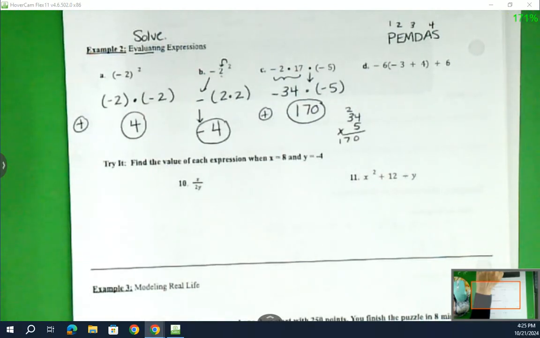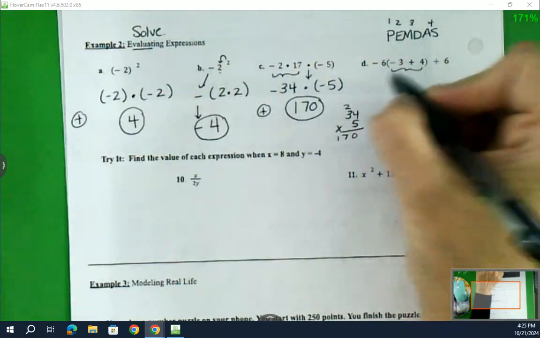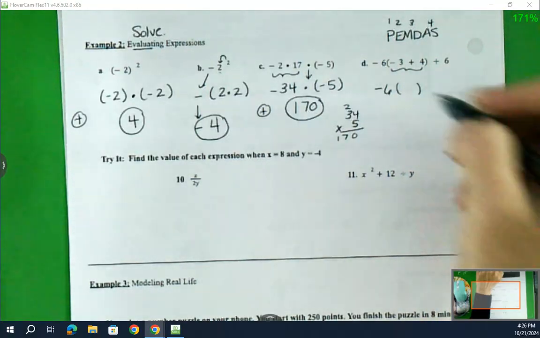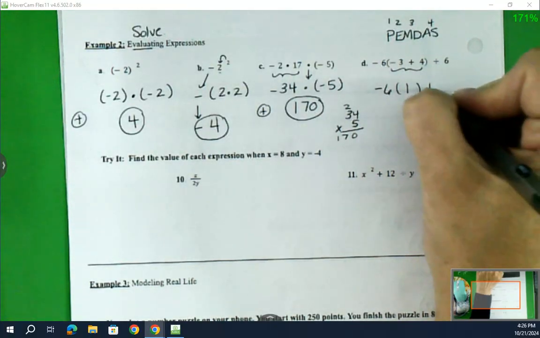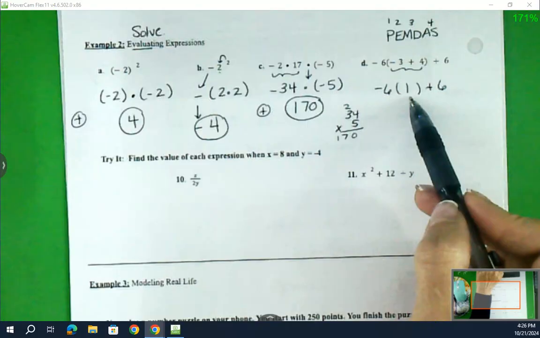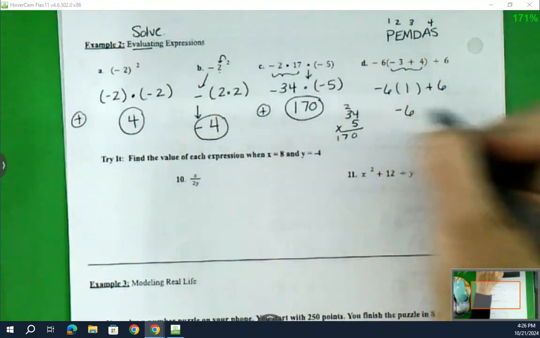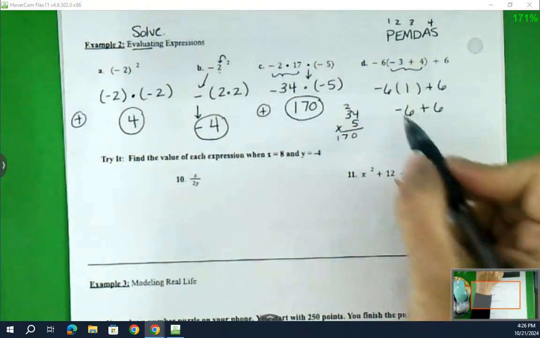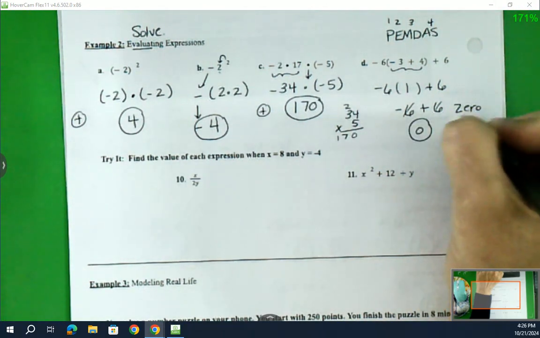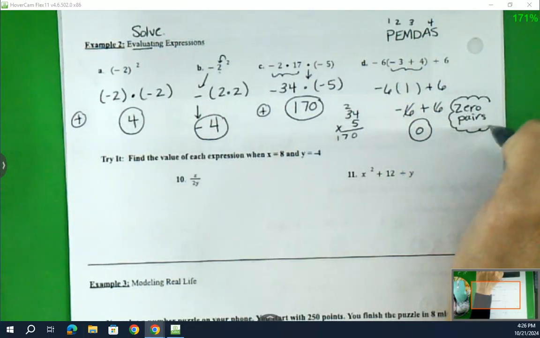Okay, for 1D, we are going to work out our parentheses first. So this part right here. So we're going to take our -6, and then we have -3 plus 4, which is +1. And then we're going to bring down this +6. Okay, when there's no sign in between, we know multiplication is implied. So here we're going to have -6 times 1. Well, anything times 1 is that number. So we have -6 plus 6. And this is a 0 pair. So -6 plus 6 is 0, remembering that we have 0 pairs here. Any number plus its opposite is going to equal 0.